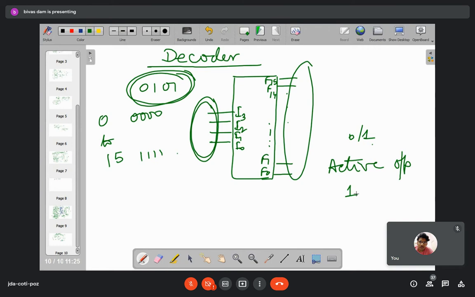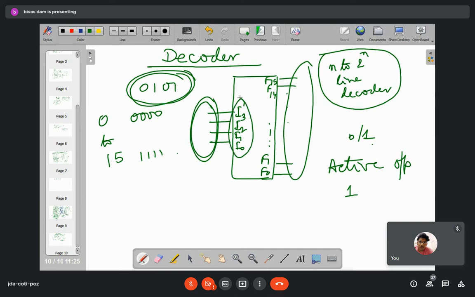And this decoder is called an n to 2 to the power n line decoder, because n primary input lines are there and 2 to the power n output lines are there. Is it not? So that's why this is identified as an n to 2 to the power n line decoder.